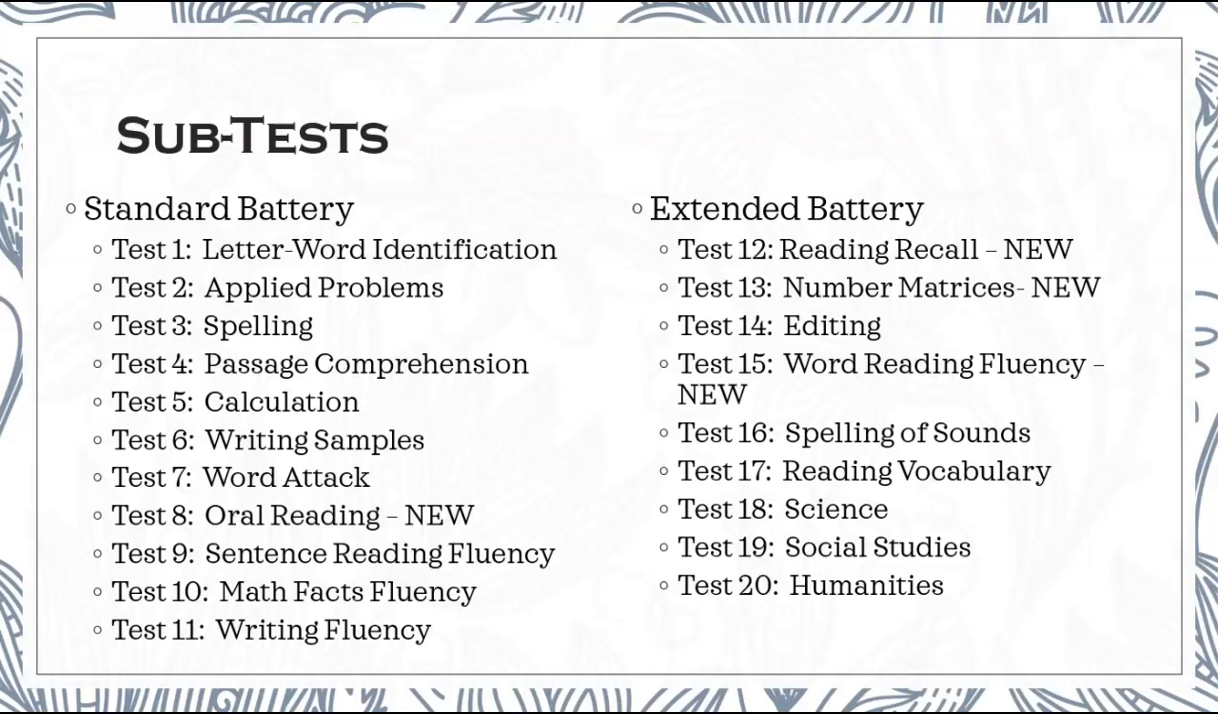The extended battery is another 9 tests, and it covers reading recall, number matrices, though both of those are new to the fourth iteration of the test, editing, word reading fluency, which is another new test option for the new iteration of the WJ, spelling of sounds, reading vocabulary. 18 is science, 19 is social studies, and 20 is humanities.